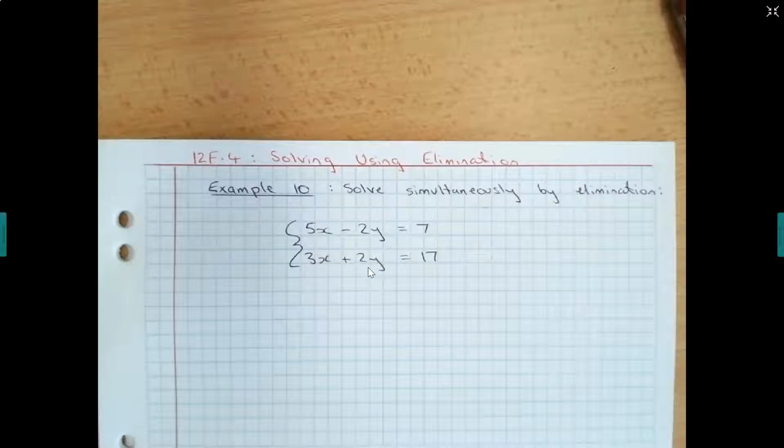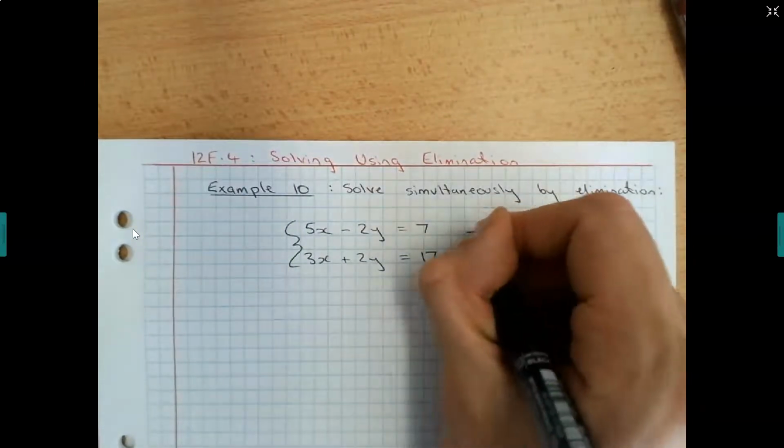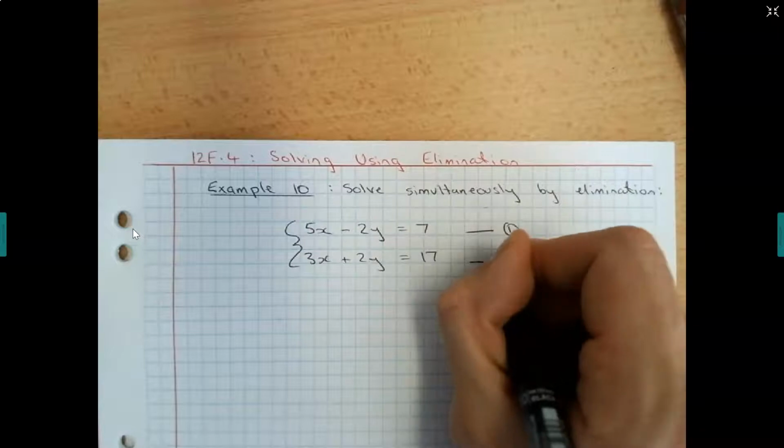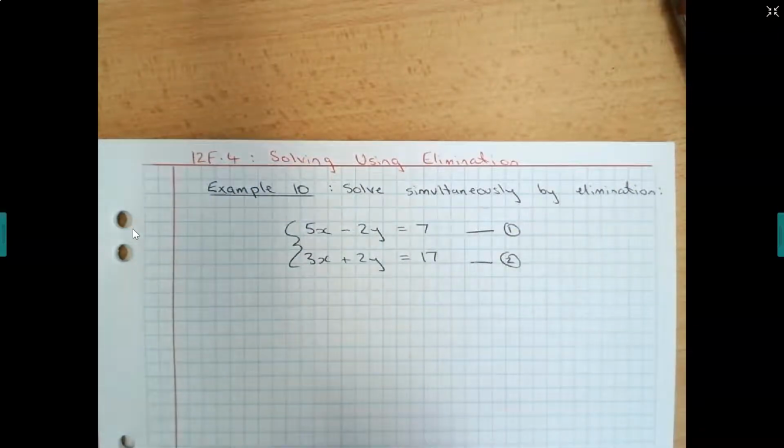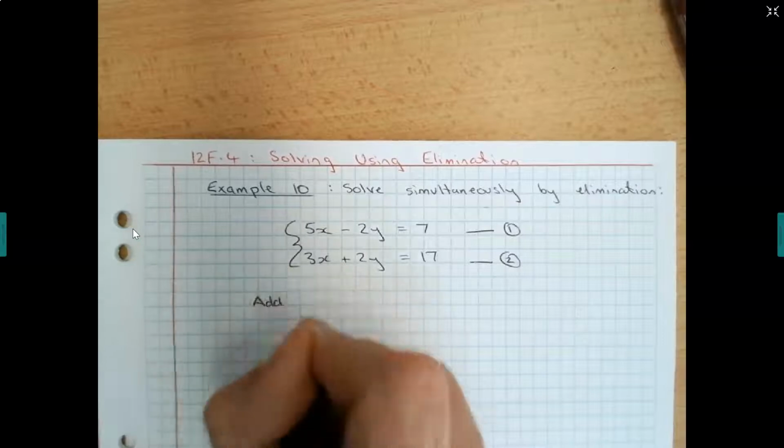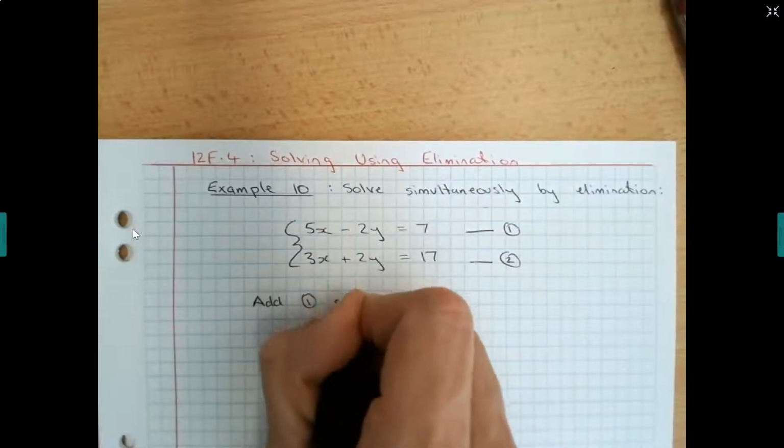When we're solving by elimination, all we're trying to do is have the coefficients of either the x or y as one positive and one negative, because if we add the two equations, for example if I have negative 2y and I add 2y to it, I'm left with 0. So I'm only left with one variable, and I can find that unknown variable. Start off by labeling your equations. This is equation 1, and this is equation 2, and we're going to add 1 and 2.